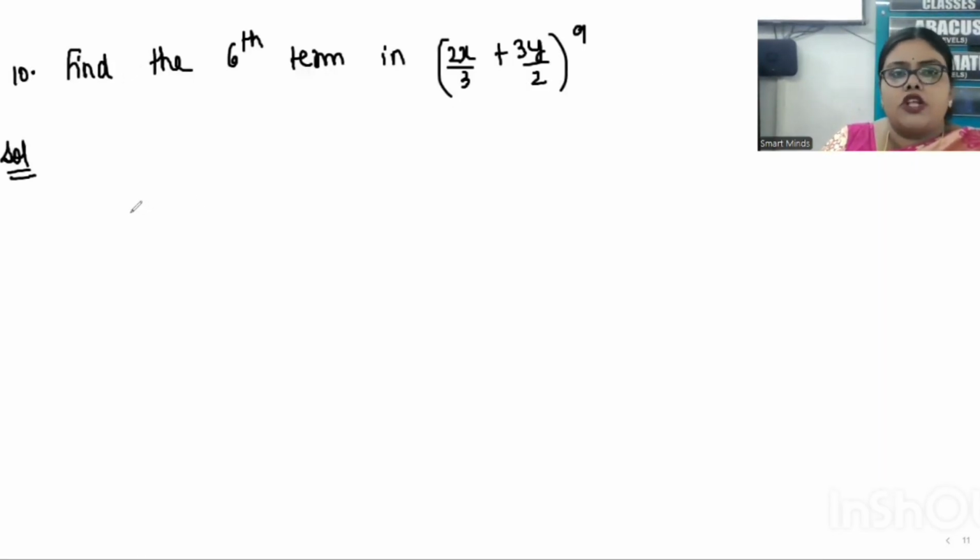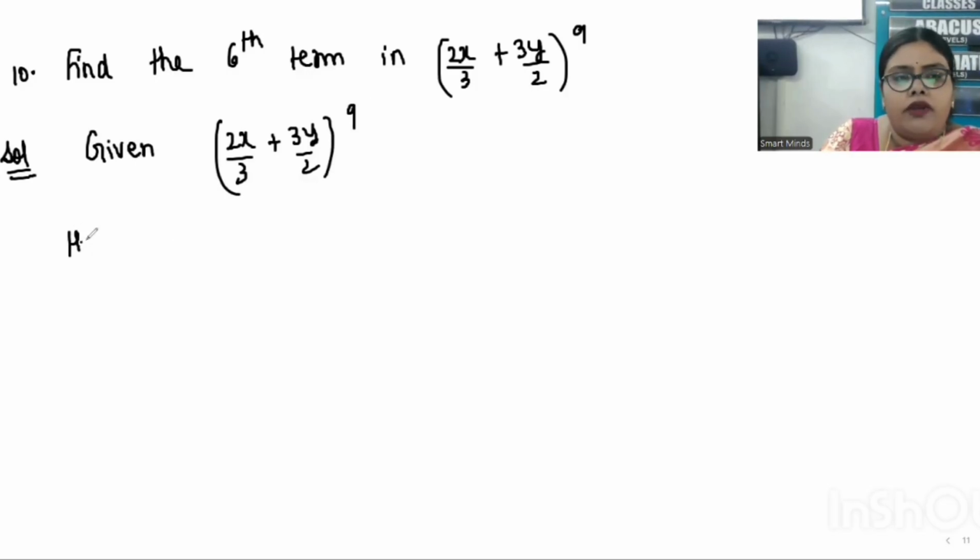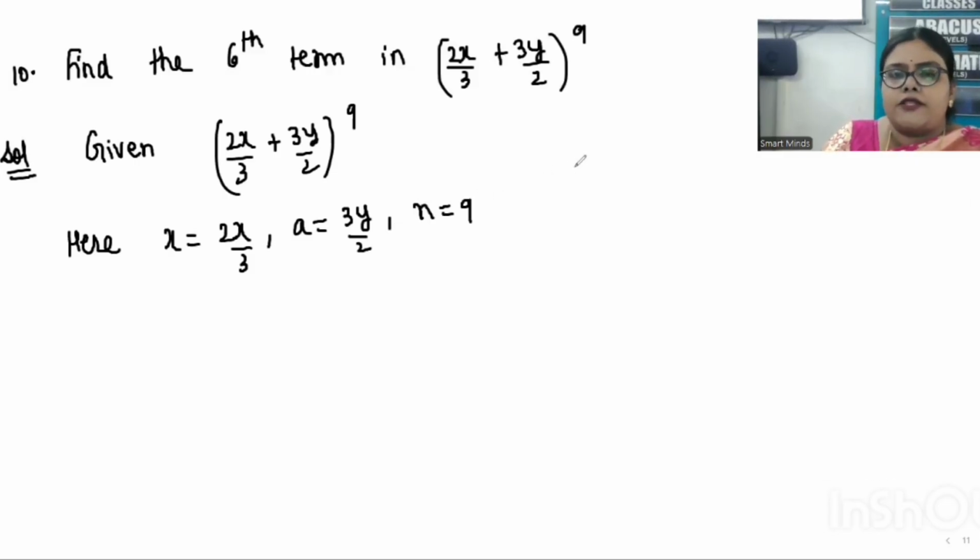Take the next question. This is also a very important model from binomial theorem. Find the sixth term in (2x by 3 plus 3y by 2) whole power 9. So first let us write what is the given expression. (2x by 3 plus 3y by 2) whole power 9. Over here, the first term we take as x. x is 2x by 3. The second term we take as a. a is 3y by 2. And power we take as 9. Because the standard expansion is (x plus a) whole power n. This is the standard one.